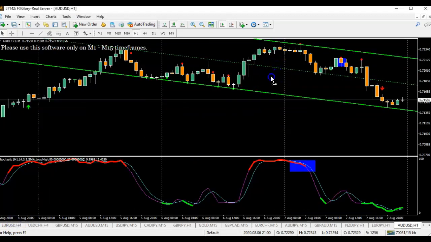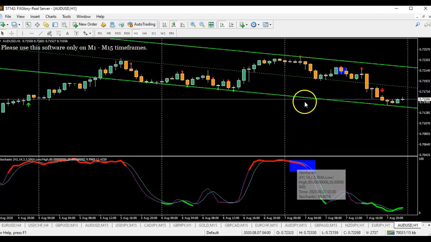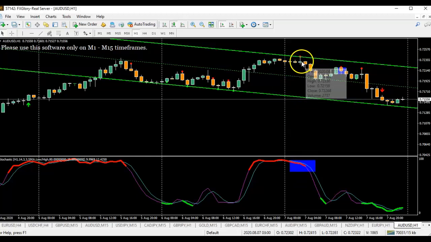In this example, we have the Australian dollar US dollar. Notice the top of the channel, we have an indecision candle. Stochastics is overbought. This is on the 1 hour chart. And the next candle closes below the indecision candle. That's actually the first sell alert. And then we received another sell alert later in the day during the New York session.